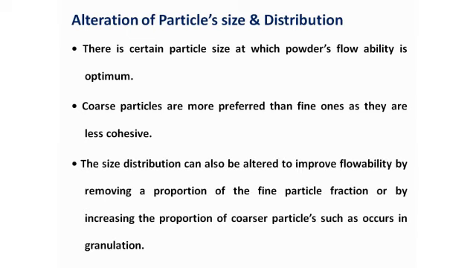right? So the size distribution can also be altered to improve the flow property by removing the fine particles. How can we remove the fine particles? Simple, just by using the sieve, right? Fine particle fractions, or by increasing the proportion of the coarse particles as occurs in the granulation. So how are we going to increase the coarse particles?